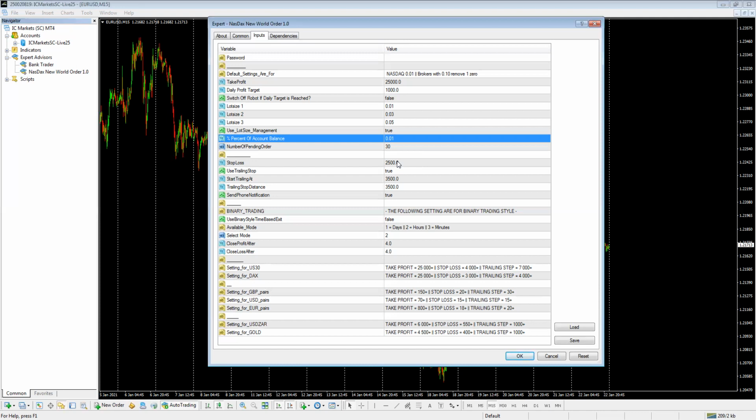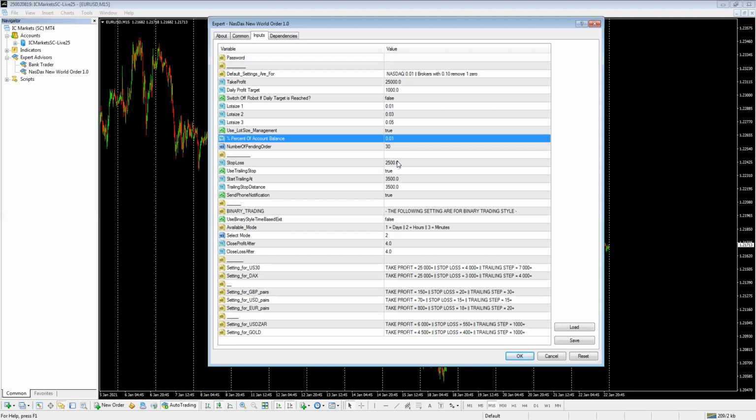So what this basically means is the higher your leverage, the higher your 1% will be. So if you're using one of those accounts with 2,000 leverage, 1% for you might be 0.30 or 0.10 or a full lot. It just depends on your balance and your leverage.